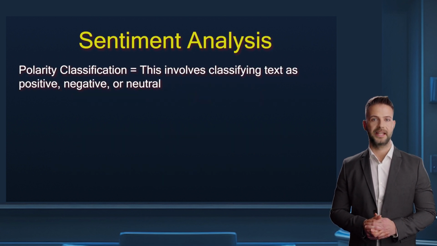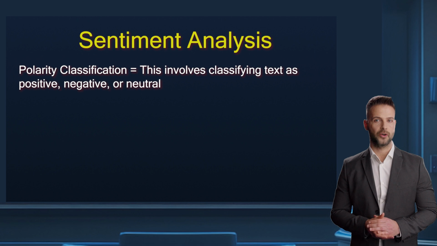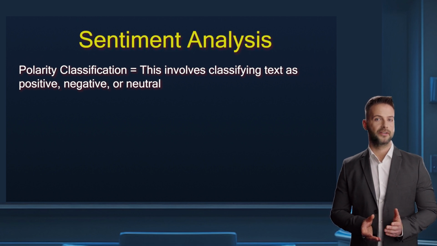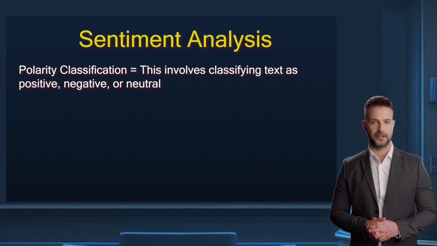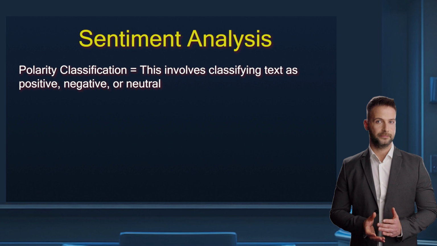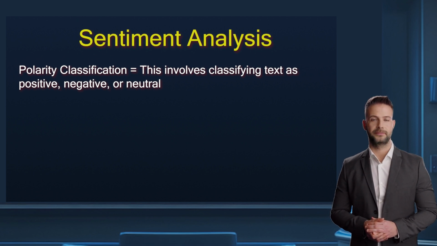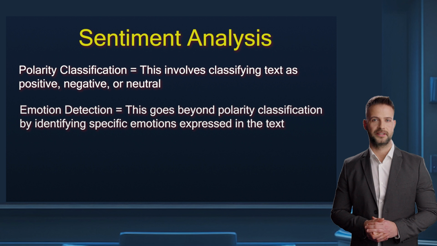Sentiment analysis can be categorized into three main types. One is polarity classification. This involves classifying text as positive, negative, or neutral. For example, a review stating, "I love this product," would be classified as positive, while "I hate this product" would be classified as negative. I suppose neutral would be something like, "What was the product again? I forgot."